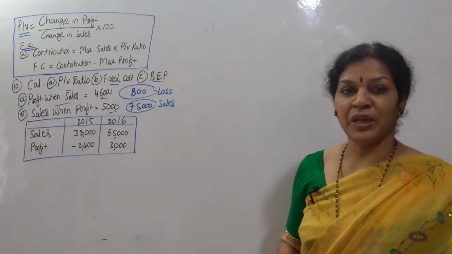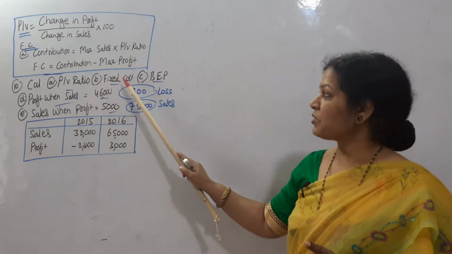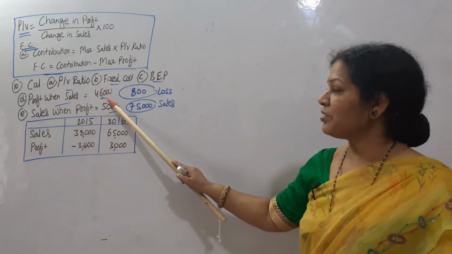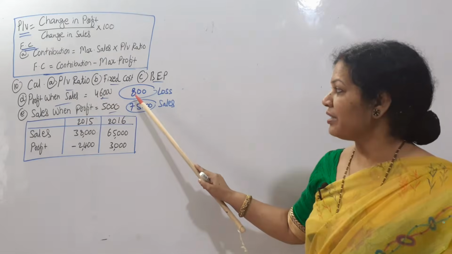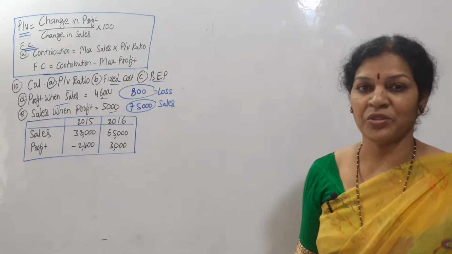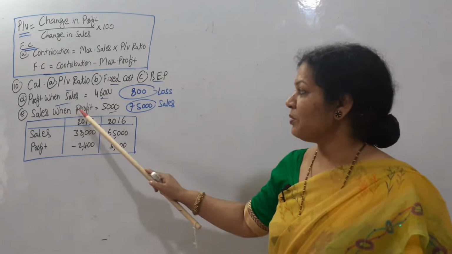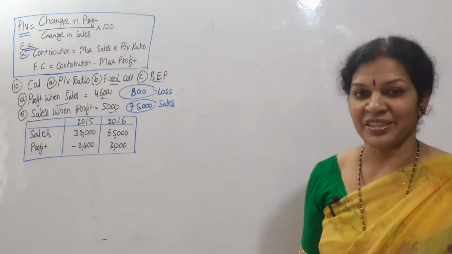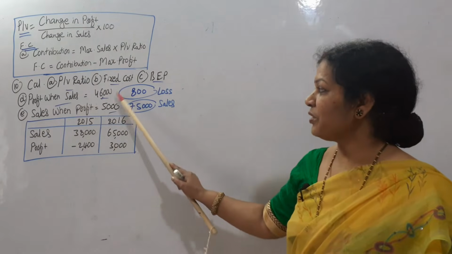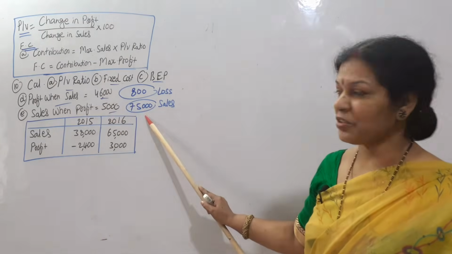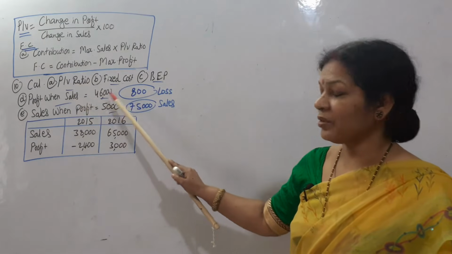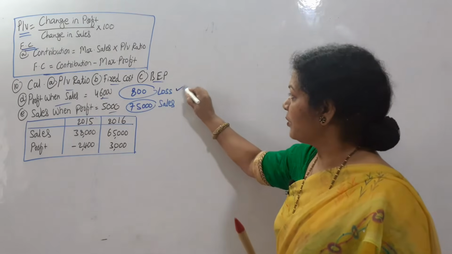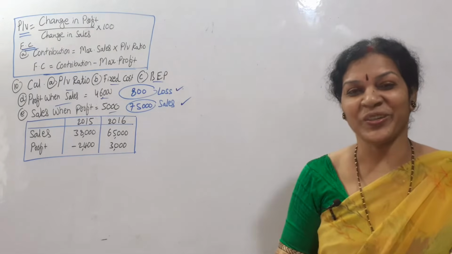Now first we have to find out the PV ratio. PV ratio, fixed cost and BEP I will show you. And profit when sales are 46,000, you work out. The answer is 800 loss you are going to get. Sales when profit is 5,000, your answer will be 75,000 sales. When sales are 40,000, you get a loss of 800. So both are homework. Work out and see.